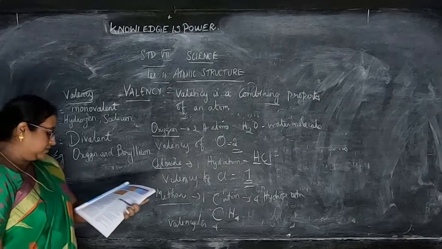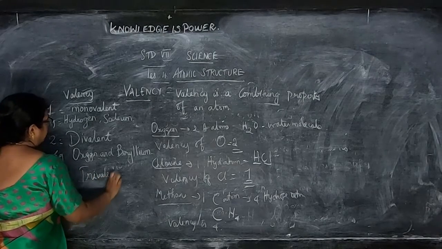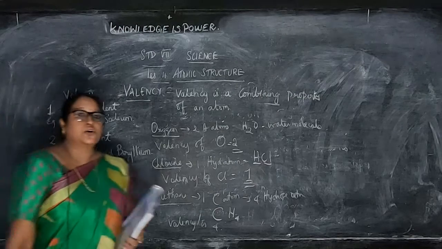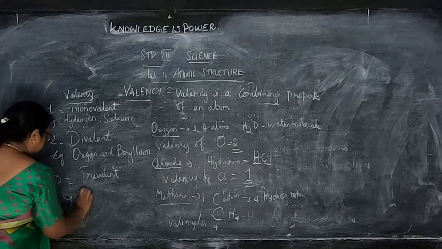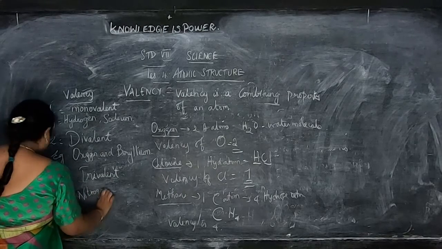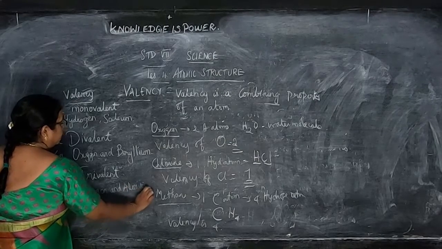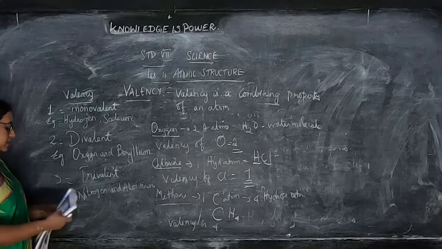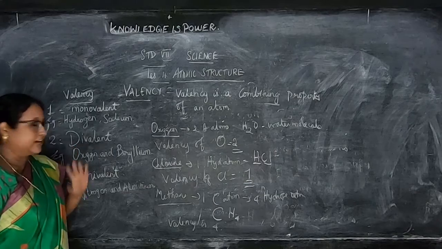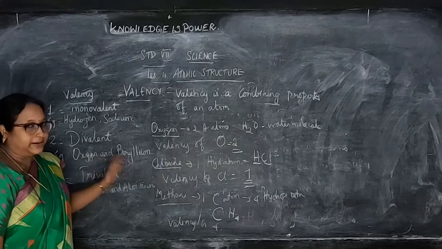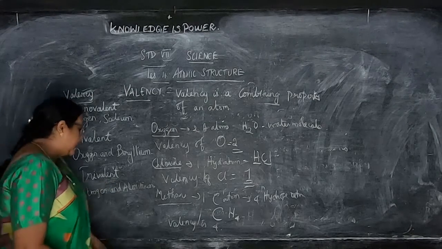And for valency 3, how do they call? Yes, trivalent. Tri means 3. So valency 3 is otherwise called trivalent. And for this example they have given nitrogen and aluminium. Okay children, nitrogen and aluminium they have given. So valency 1 is called monovalent. Example hydrogen and sodium. And then they have given divalent. For their example oxygen and beryllium. And for the valency 3, trivalent. And for the example is nitrogen and aluminium.